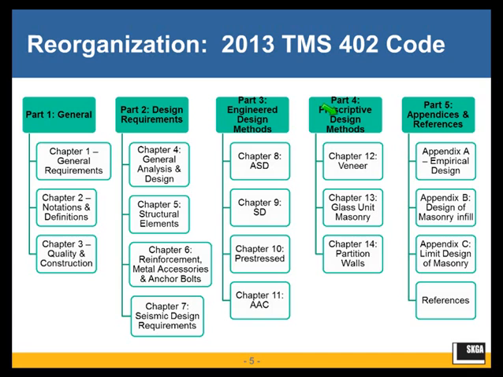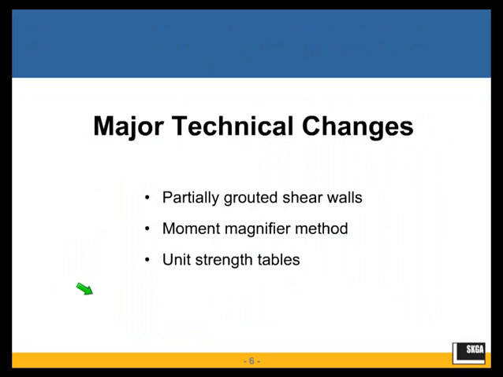Part 4 is our prescriptive design methods. So we have veneer, we have glass unit masonry, and a new chapter on partition walls, which I'll spend a little bit of time on. And then we have appendices. So we actually added 2 appendices. One is empirical design, was moved from the main body of the code to an appendix. We have had the masonry infill appendix, and then we added an appendix on limit design of masonry. Again, we'll look a little bit at that, and then the references. So that's what we mean by reorganization. Really, it's more just a splitting up of Chapter 1.